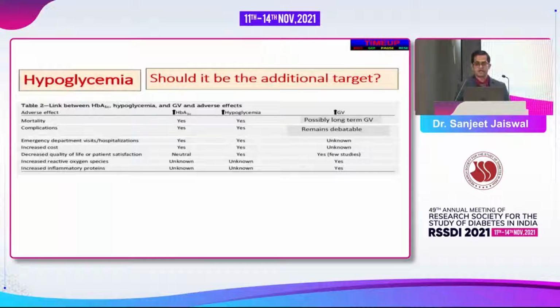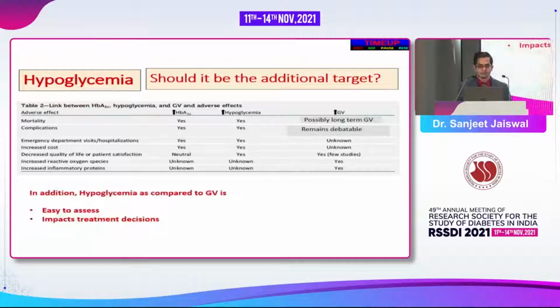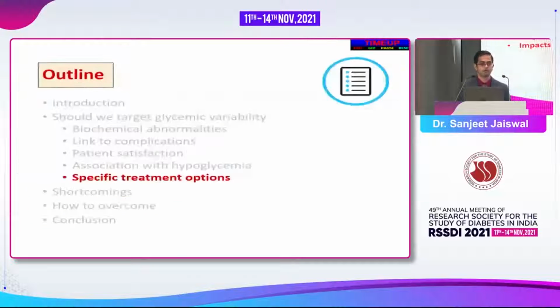So when we compare HbA1c, hypoglycemia and glycemic variability with mortality, mortality increases when HbA1c increases. However, there is a possible relation with glycemic variability. And when we add hypoglycemia, it is very easy to assess and important in decision making.